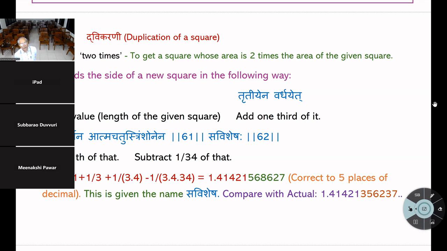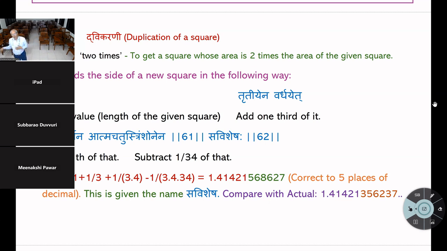But if you can think of a method, then we know that Bodhayana can still get a better approximation. If you want the value correct to 10 places of decimal, Bodhayana has a mechanism using which in the next step he can get the value correct to 10 places of decimal. But he doesn't do that. Why? For the obvious reason that there is no use of that.